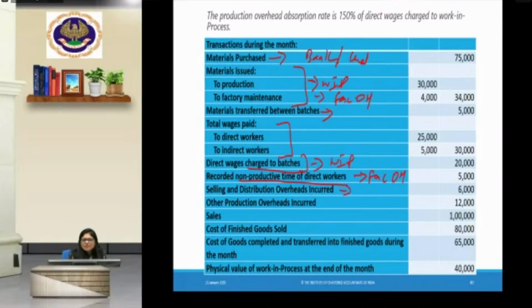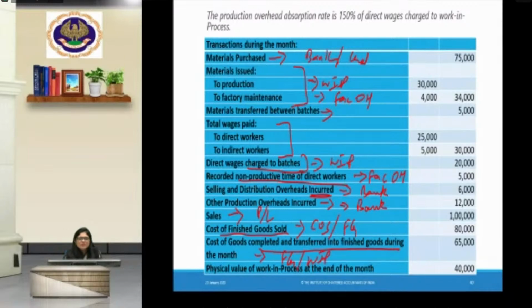Selling and distribution incurred, so incurred through bank or cash. Other production overheads incurred, again through bank or cash, external. Sales, again, will go directly to P&L. Debtors debit to sales. Cost of finished goods sold, internal entry. So COS debit to finished goods. Here, cost of finished goods sold will be transferred to COS from the finished goods control account. Cost of goods completed and transferred, that means finished goods debit to WIP.